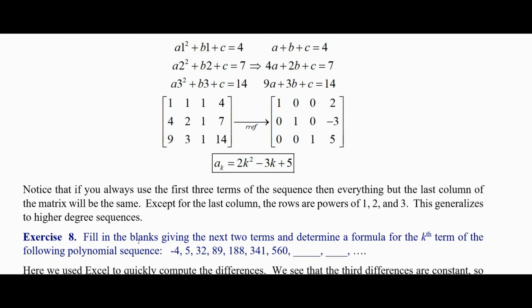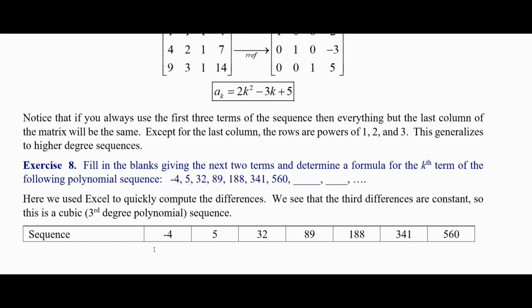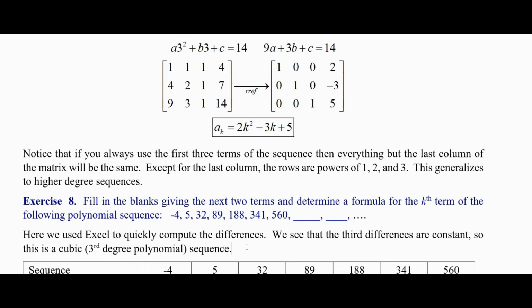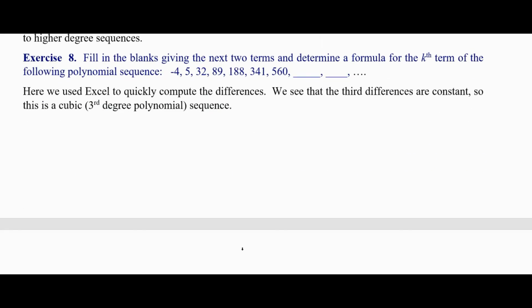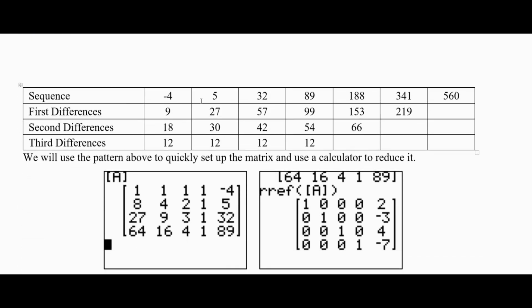Let's try another example. Fill in the blanks given the next 2 terms and determine a formula for the kth term of the following polynomial sequence. -4, 5, 32, 89, 188, 341, and 560. So I put this in Excel to get this here. I just typed in my stuff here. For this one, where it says this cell right here, I told it to take this cell minus this cell. And since I made it relative referencing, it was really easy.